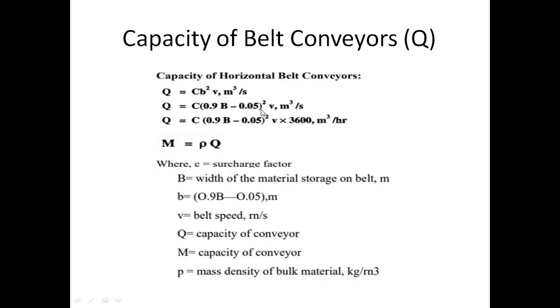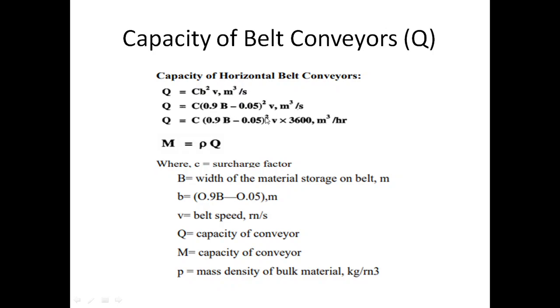Remember that this is the standard formula. What is the capital B? Capital B is nothing but the width of the belt. Also this is given in meter. What is the V? V is the belt speed. This is given in meter per second. What is the Q? Q is the capacity of the conveyor. Then the unit is meter cube per second.